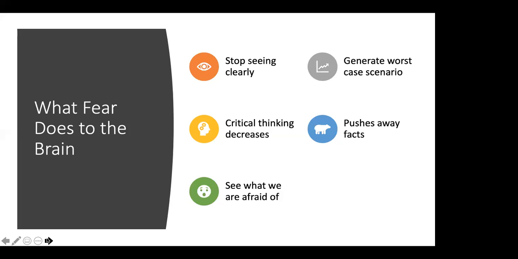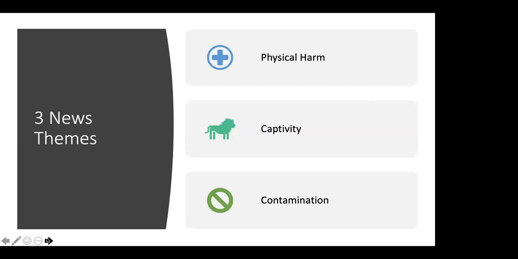What does fear do to the brain? We stop seeing clearly, and critical thinking decreases. We see what we are afraid of, generate worst case scenarios, and fear pushes away facts. Next, please. There are three news themes. The first one is physical harm, the second one is captivity, and the last one is contamination. Next, please.